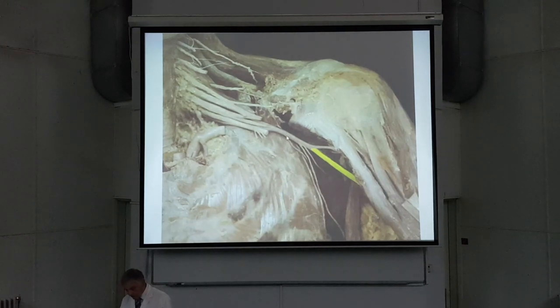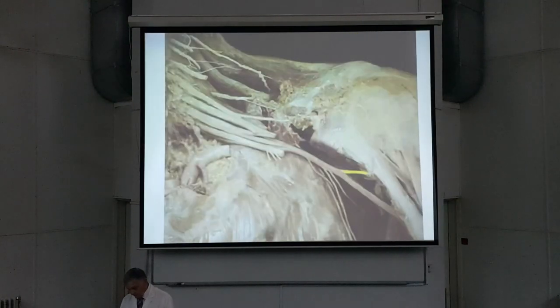The posterior cord is going to end as radial nerve. Radial nerve is a nerve for extension in the arm and in the forearm. Also from the posterior cord you get the axillary. The axillary is also for extension. It supplies the deltoid.